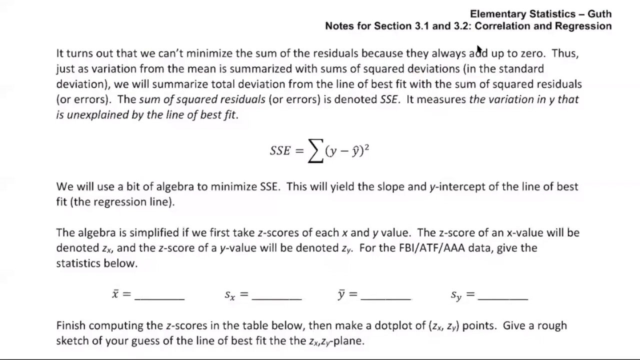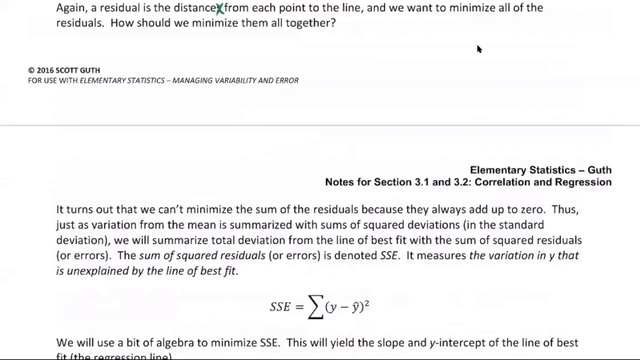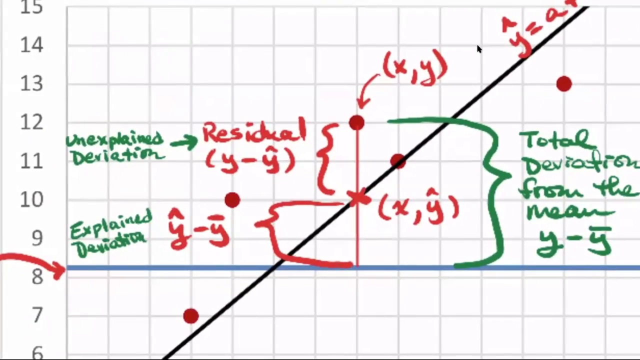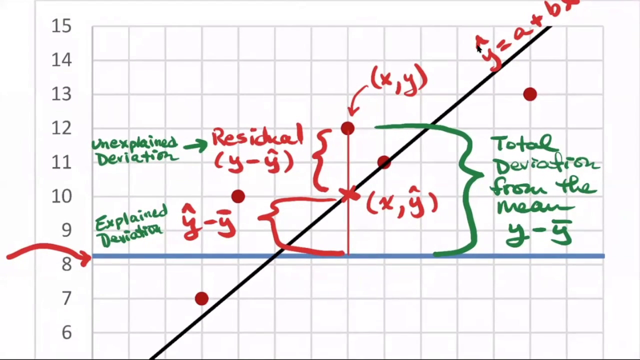In the standard deviation, we will summarize total deviation from the line of best fit with the sum of the squared residuals or errors. The sum of squared residuals or errors is denoted SSE. That's sum of squared error. Okay. It measures the variation in Y that's unexplained by the line of best fit. And so that goes back to this notion of the residual being the unexplained deviation from the mean. Okay, we're totaling that up. You can't just add the residuals because they always add up to 0. So we square them and then add.